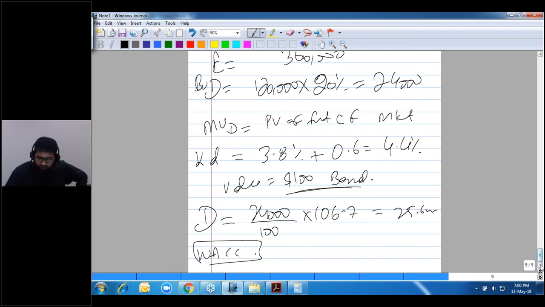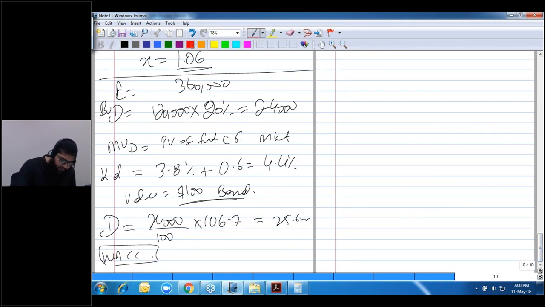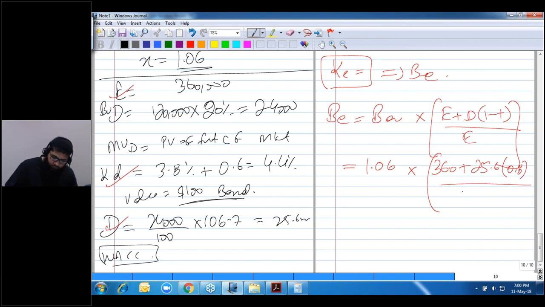So can you actually calculate the revised WACC? No, we can't. We need to have the cost of equity also. We have calculated the market value of equity, and we have calculated the market value of debt. We do have the KD, but we don't have the KE. For the KE, you would need the equity beta for the revised gearing. So equity beta is equivalent to asset beta multiplied by E plus D(1 minus T) divided by E. So asset beta is 1.06 multiplied by 360 million plus 25.6 into 0.8, divided by 360. So that's how it is.